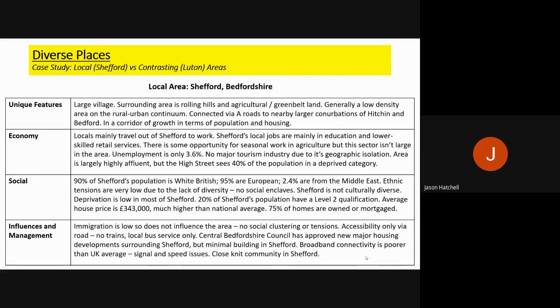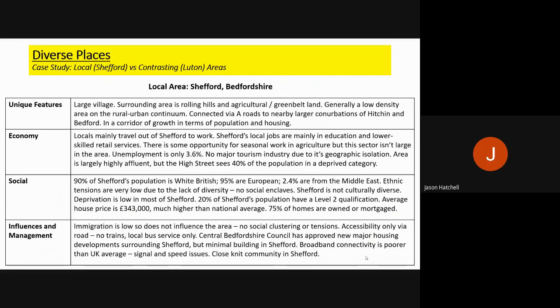Now, Shefford's economy is mainly one where people go out of it to work. So people commute out of Shefford mainly to work. The local jobs in Shefford are mainly in education and some lower skilled retail services. There is some seasonal work, but it's not large. Unemployment is low at 3.6%, lower than the national average. There's no major tourism industry as it's so isolated, but it is very affluent. The high street, however, does have a pocket of deprivation, where 40% of that population are classed as deprived.